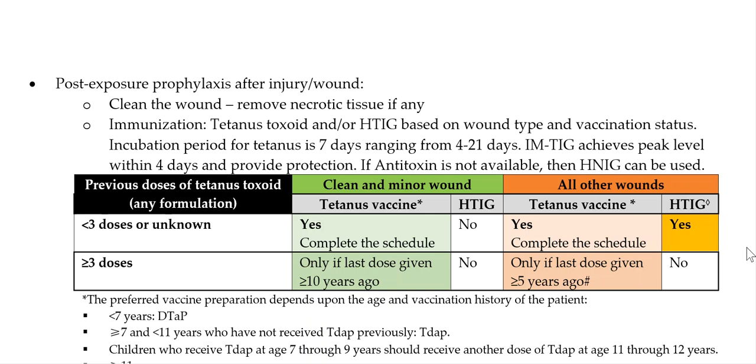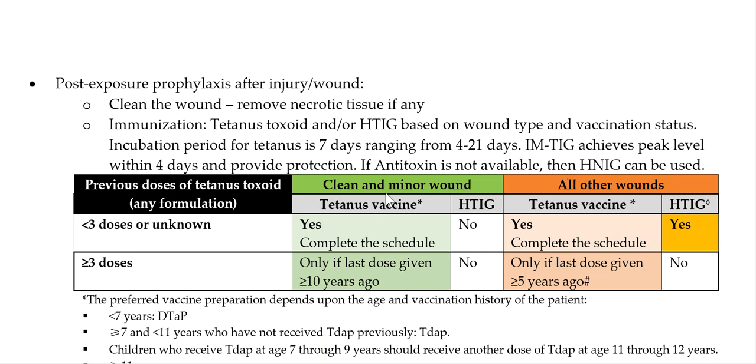Now the second step is whether to give vaccine or immunoglobulin, that means to immunize the person. That will depend on 2 things: one is the vaccination status of the person, and second, the wound type. If we see this table, vertically I have mentioned the vaccination status, that means the previous doses of tetanus toxoid. Incomplete or unknown status means less than 3 doses, or unknown, or not vaccinated, for example. And 3 or more doses means complete vaccination status. Here we see clean wound and all other wounds. Clean and minor wounds are in one category, and the rest of all the wounds you put in the other category.